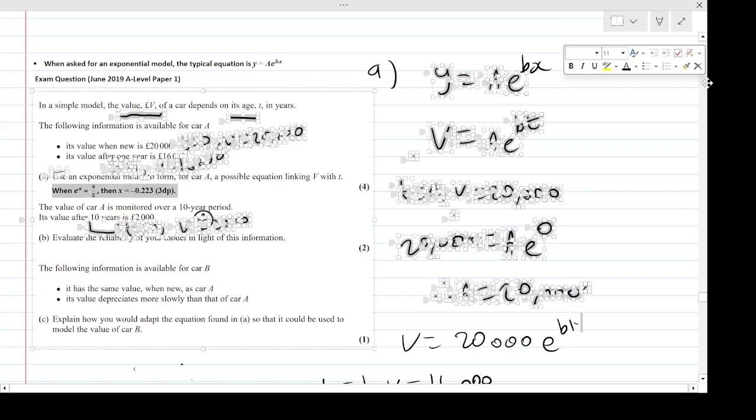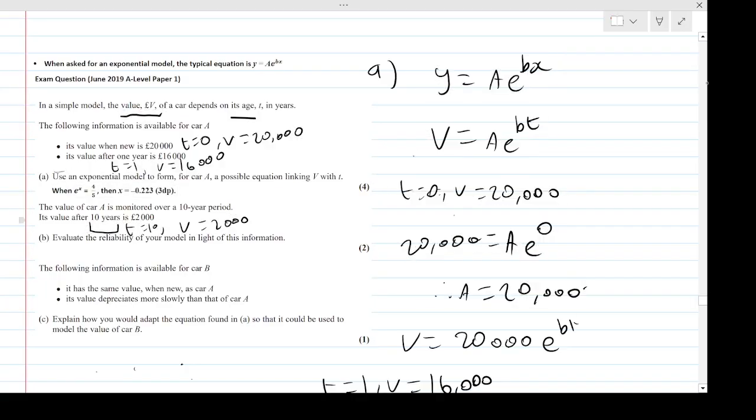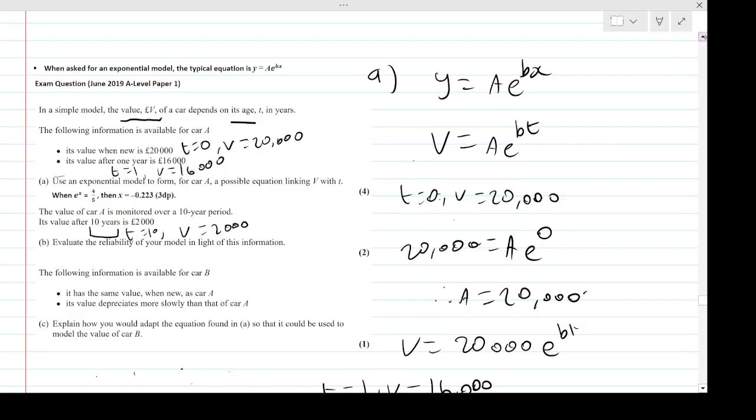says the following information is available for car B. So all of this was for car A. Now it's talking about a different car. We're told this car has the same value as car A when new, and the value depreciates more slowly than car A.